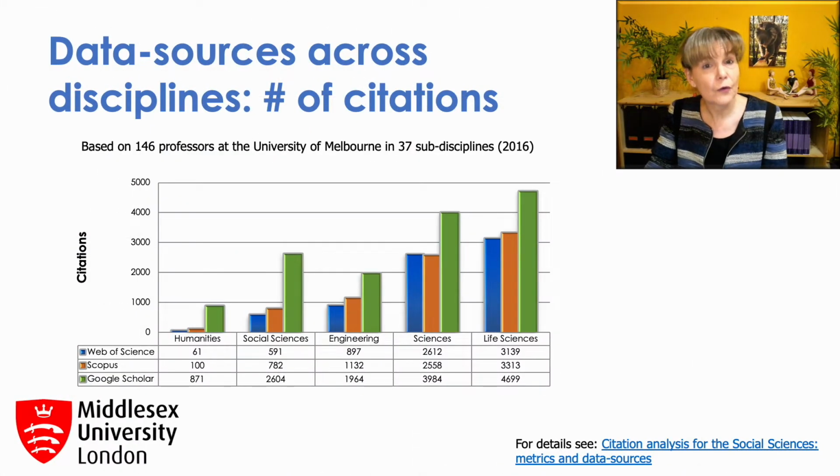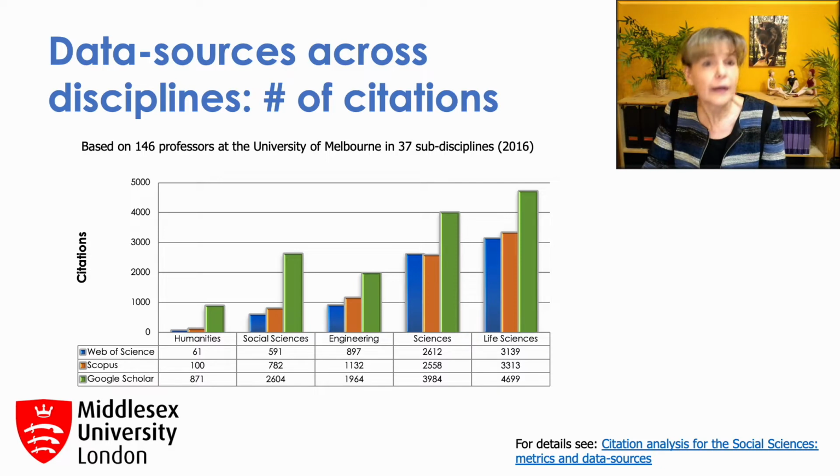This graph shows how the use of different data sources impacts on comparisons of traditional research metrics. In this case, the number of citations between the 5 main disciplines: humanities, social sciences, engineering, sciences, and life sciences. As you can see, the Web of Science, which is the blue column, provides the lowest number of citations in each discipline, with Scopus, the orange column, providing a slightly higher count for all disciplines.